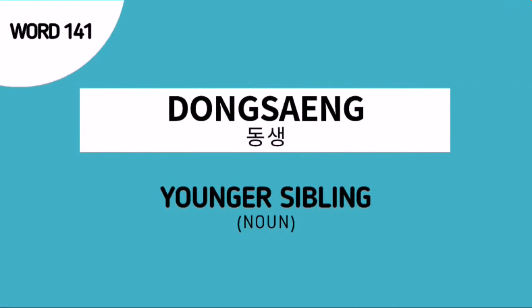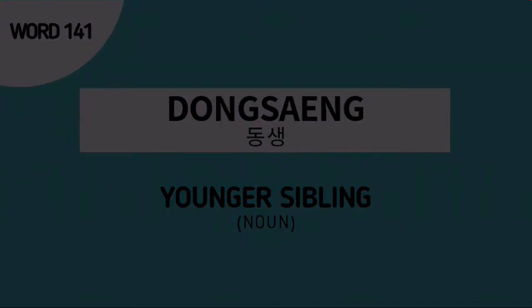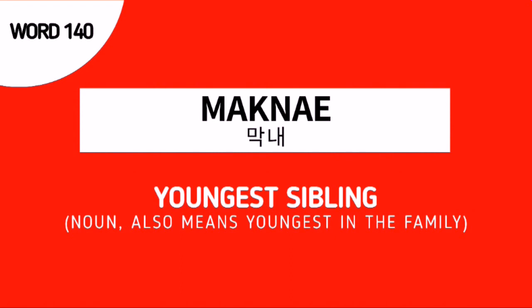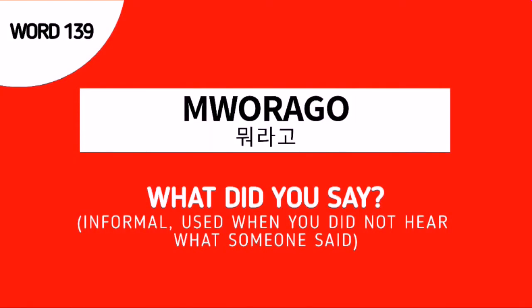Word number 141 is Dongseng. And this is the Korean noun for younger sibling. Word number 140 is maknae. This is the Korean noun for youngest sibling or the youngest in a family or a group. Word number 139 is 뭐라고. And this is an informal way of saying or asking, what did you say? But this is used when you did not hear what someone said.